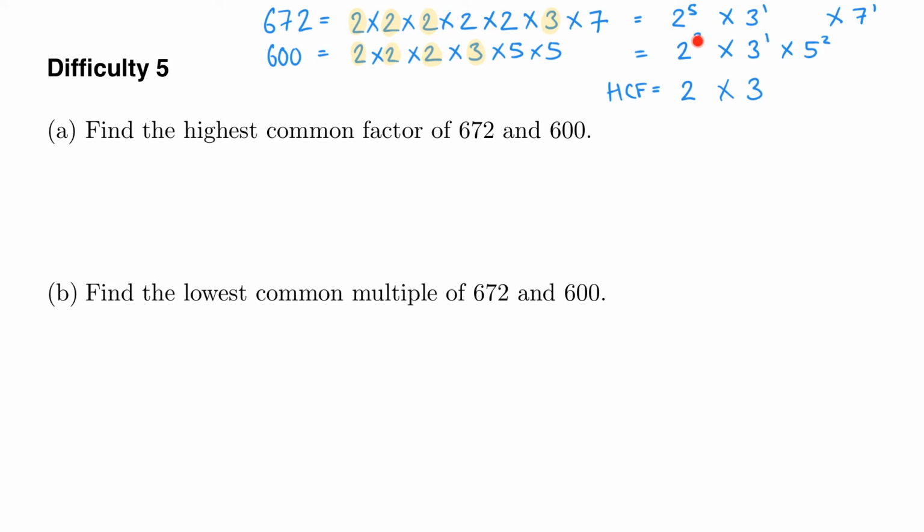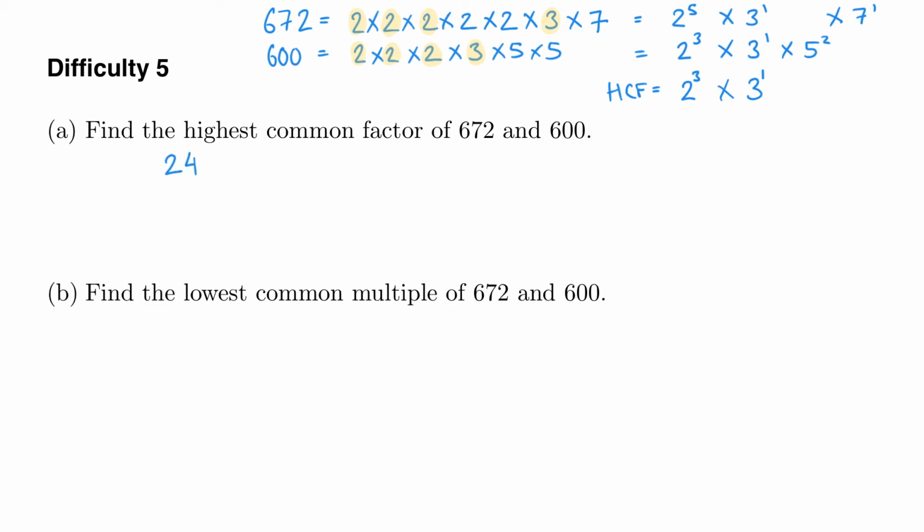What we need to do is pick the lower of the two indices for each of these prime factors. So 2 to the power of 3 and 2 to the power of 5. Well, 3 is lower than 5, so we're going to pick 3. And for the 3, we're going to look at the indices. We've got a 1 and a 1. Well, they're both the same thing, so the lower is just 1. So the highest common factor is 2 cubed times 3 to the power of 1, and that is simply 24.